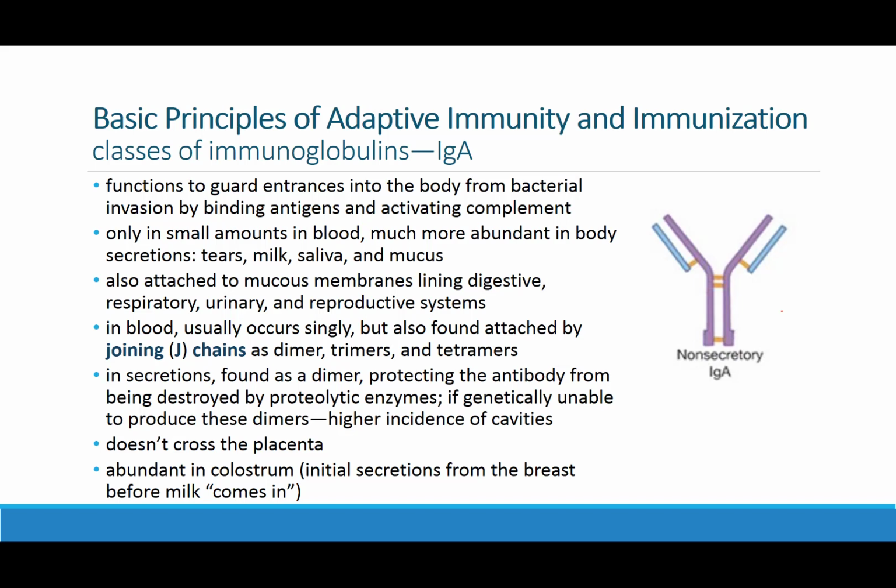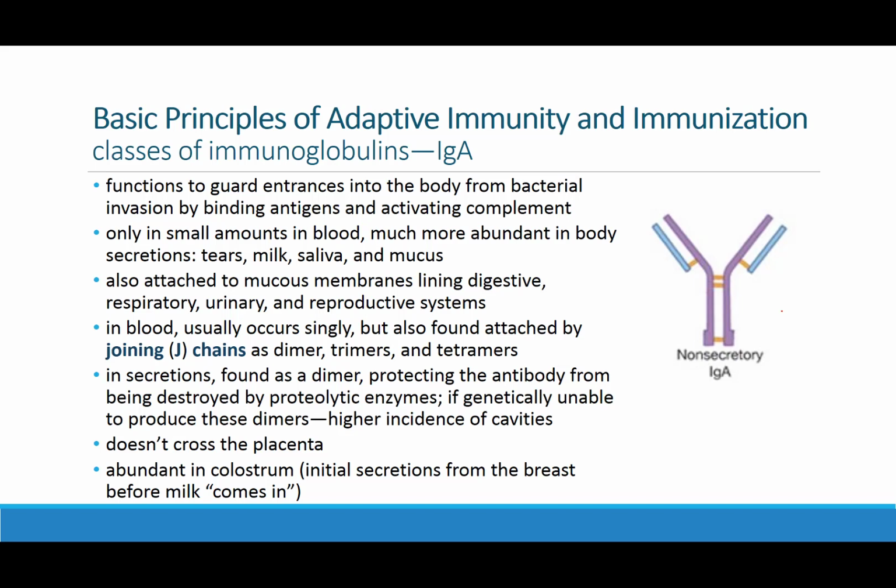IgA functions to guard all the entrances into the body from bacterial invasion. So we find it in the mucous membranes especially. And it works by binding antigens and then activating complement. So there's only a small amount of IgA in blood, but it's much more abundant in body secretions. So we find it in mucus, in tears, and it's also found in milk and saliva as well. And it attaches into the mucous membranes that line the digestive tract, respiratory tracts, urinary, and reproductive systems as well.